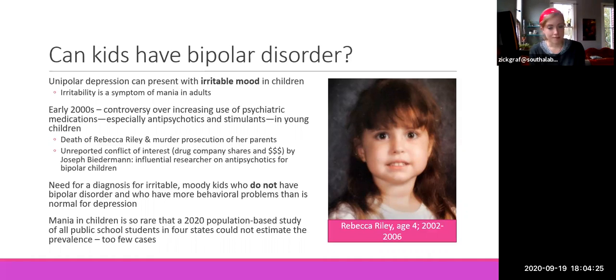So the next year, there was a huge scandal when a psychiatrist at Harvard named Joseph Biederman was called out for not reporting conflicts of interest. He was basically getting lots of money from drug companies to promote their drugs. And the drug companies that were paying him were companies that made antipsychotic medications and stimulant medications. He was an expert on childhood bipolar disorder and ADHD. So it turned out that he had a conflict of interest and he had a financial motivation to promote the prescription of these drugs to children.